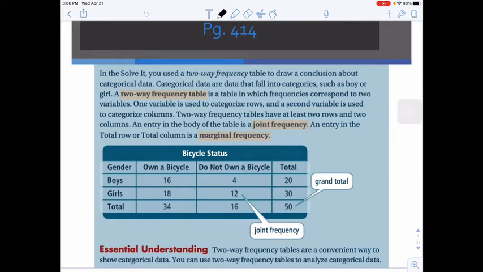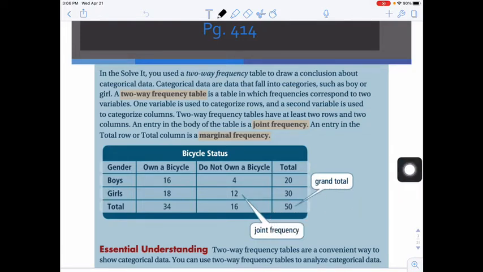An entry in the body of the table is a joint frequency. So you can see in the picture here, these values in the middle are called joint frequencies. An entry in the total row or total column is a marginal frequency. So these values right here and right here are called marginal frequencies. A good way to remember that is that they are kind of in the margins of the table. This total number down in the bottom right corner is the grand total of everyone involved in the table.